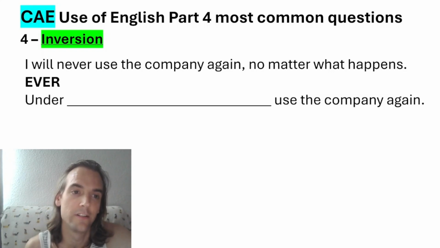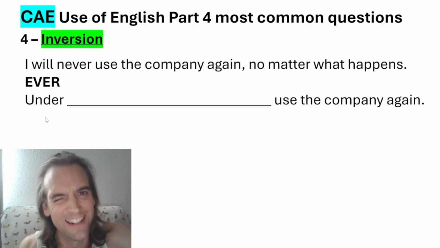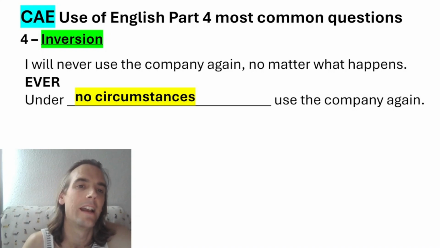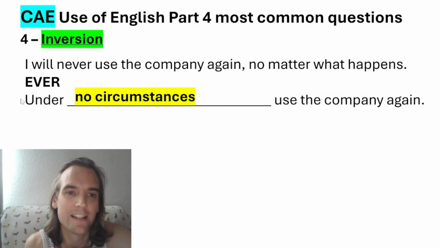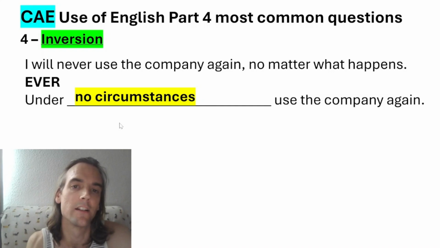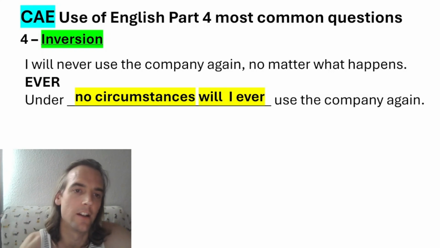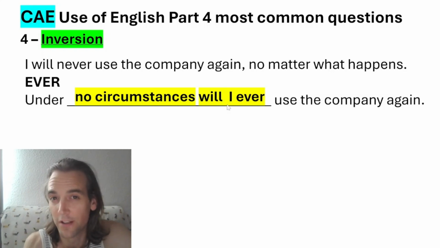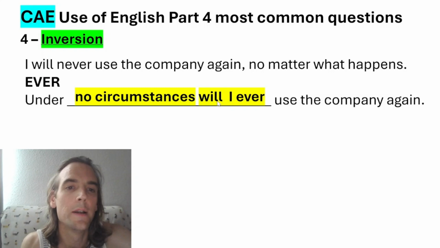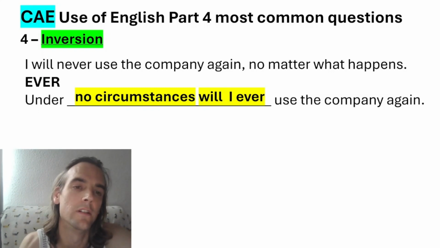Pause the video, answer the question, and of course the answer is, if you'll never do it, then it's under no circumstances. This is an expression that you need to know for C1. And if I will never, then we need to invert this, because this is one of these negative sentence starters that requires inversion. So will I ever? That's a good C1 question. If I will never do it, then under no circumstances will I ever. You can see the inversion of will and I, like we said before, the subject and the auxiliary verb are inverted. In this case, they are inverted because we're using one of these negative sentence starters like seldom, rarely, never before, and all these ones.